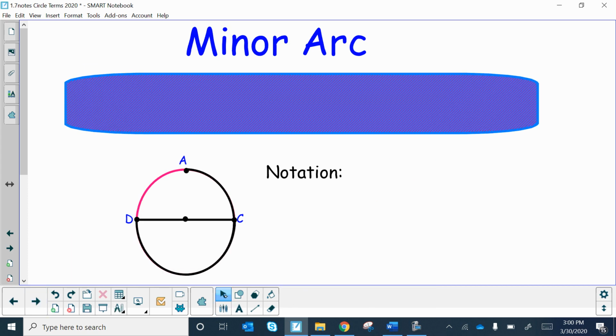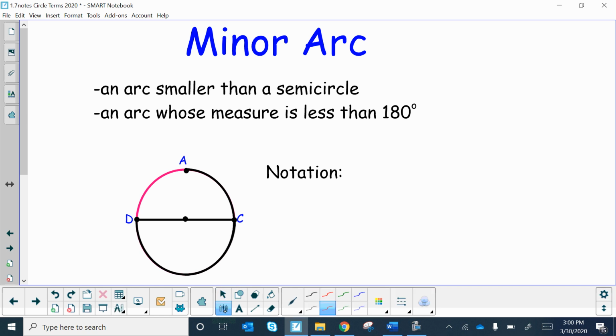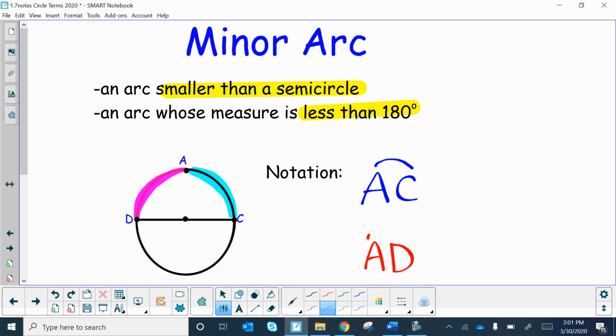The next type of arc is a minor arc. A minor arc is an arc that is smaller than the semicircle. So we have an arc whose measure is going to be less than 180 degrees. We have a pink arc right here. I'm going to highlight it in pink again. That arc right there is a minor arc. In fact, there's another example of a minor arc over here that I just highlighted in blue. The way you name a minor arc is with only two letters. So we have arc AC that I just highlighted in blue, and then we have arc AD that I highlighted in pink. Those are the ways you name a minor arc and a semicircle. You will be asked to identify and name a semicircle and a minor arc on the homework paper.